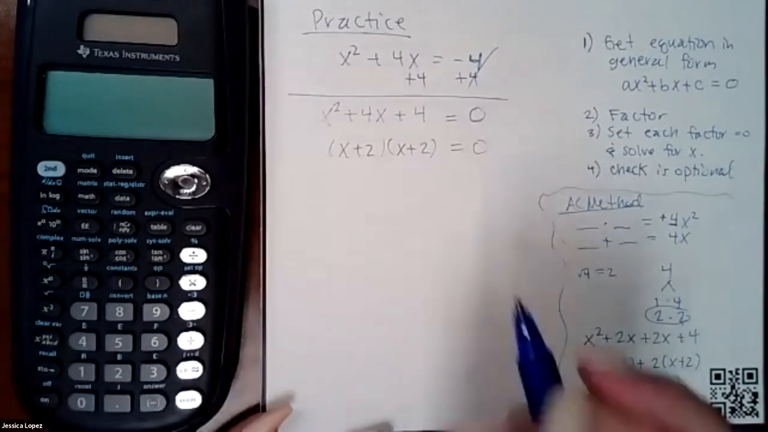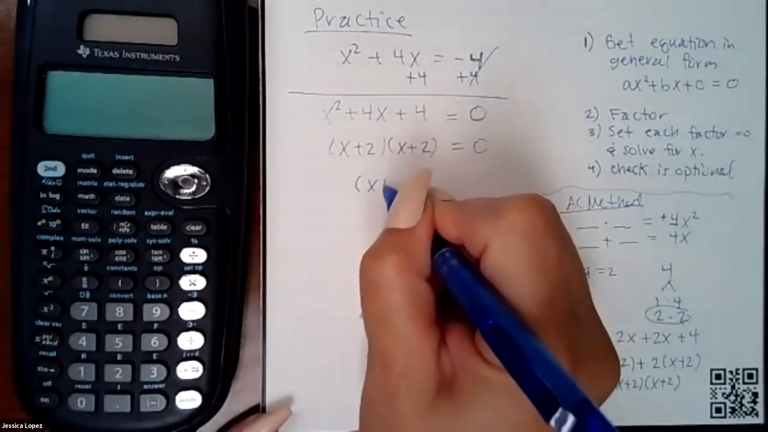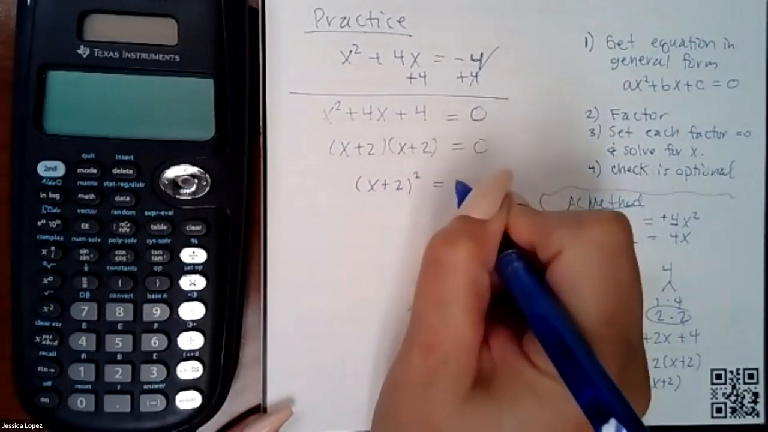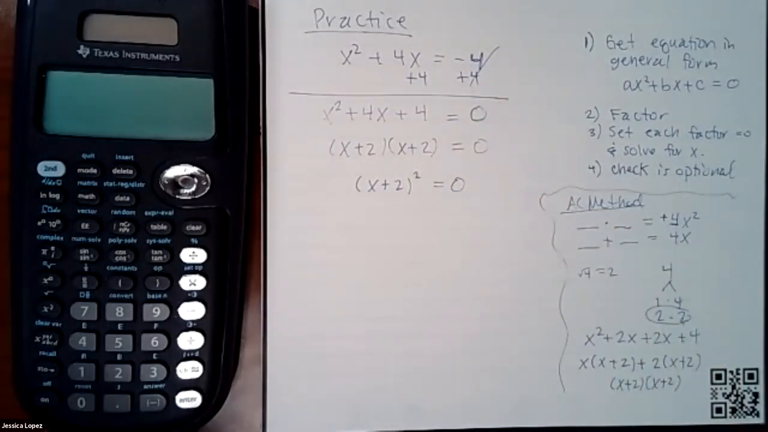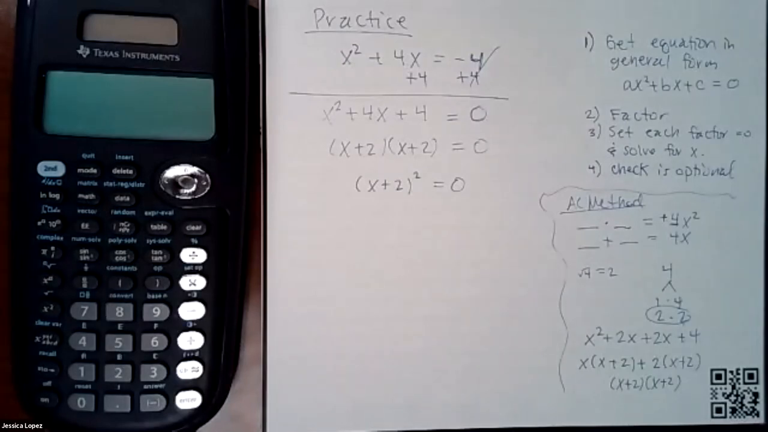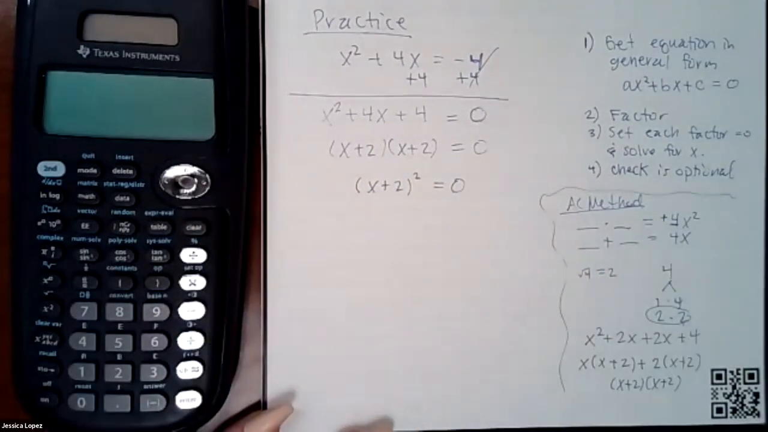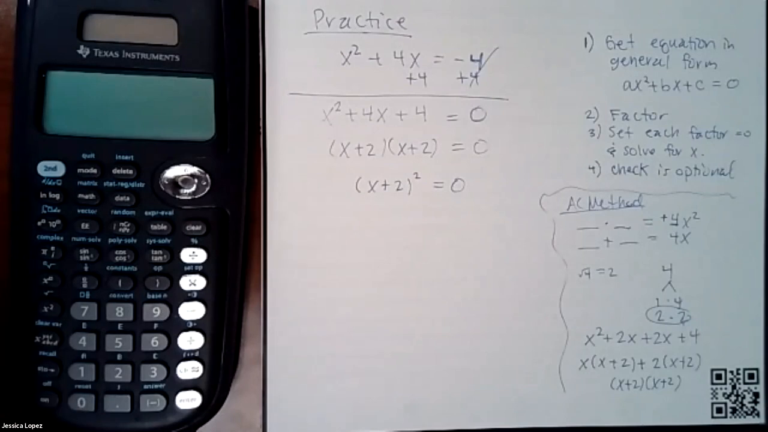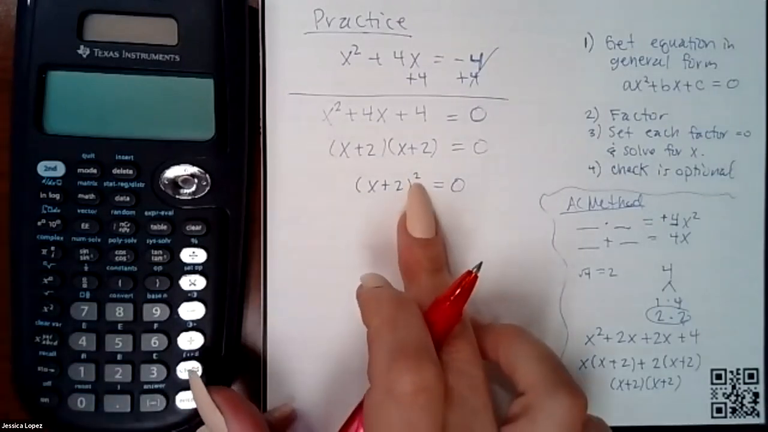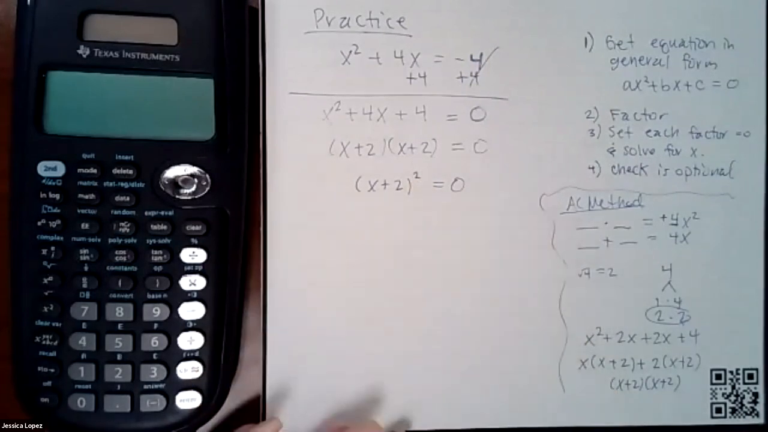Now, this can be written like this, right? Because it's exactly the same thing. And that's the definition of a square. When you multiply something times itself, you get the same thing squared, okay? But then how do I set that? There's really only one thing to set equal to zero. And so how do I solve this equation when I have it set equal to zero? How do you undo a square? Does anybody know what's the opposite operation of squaring?